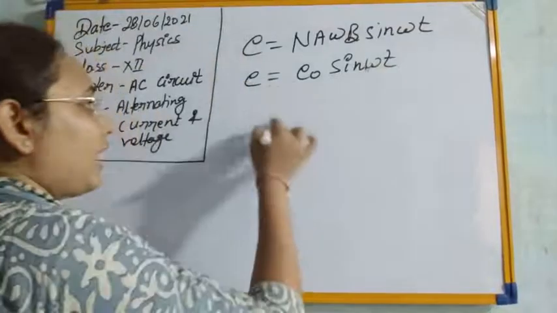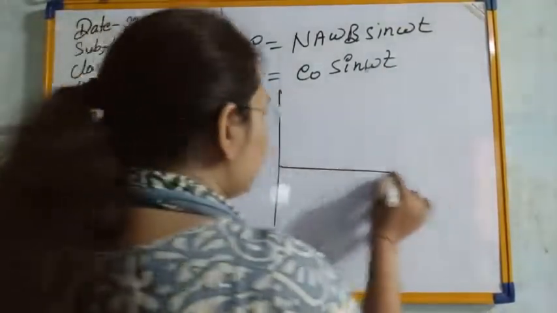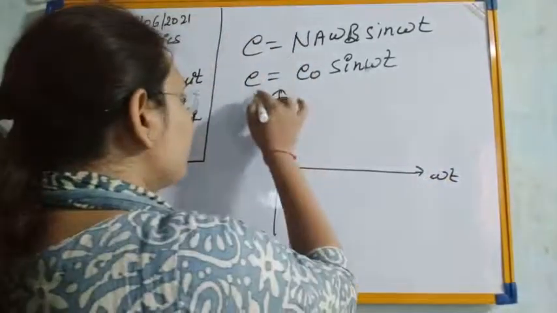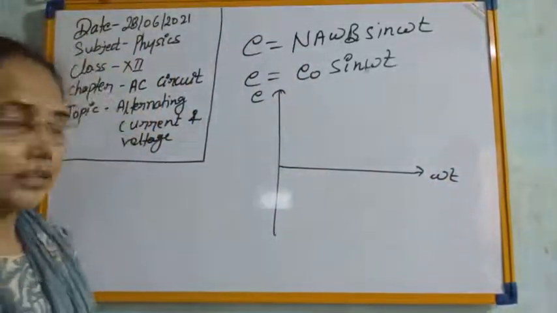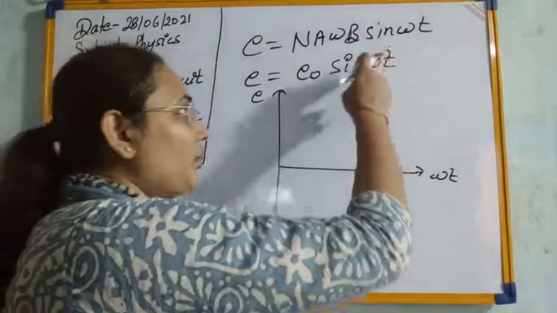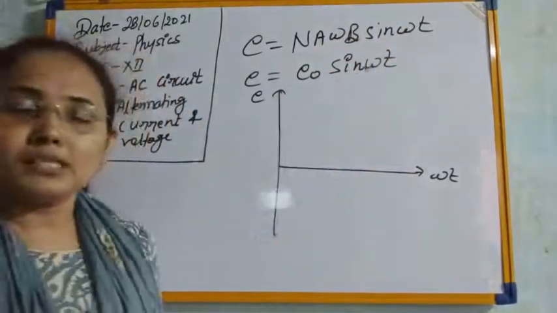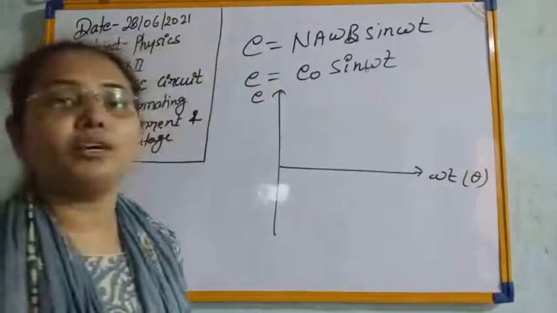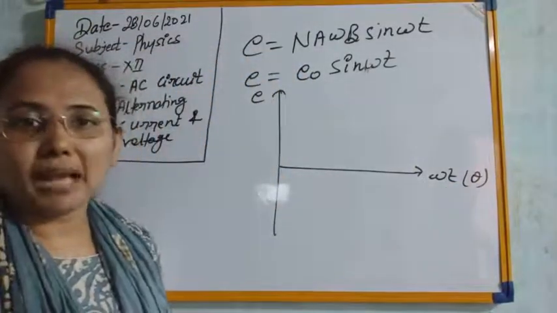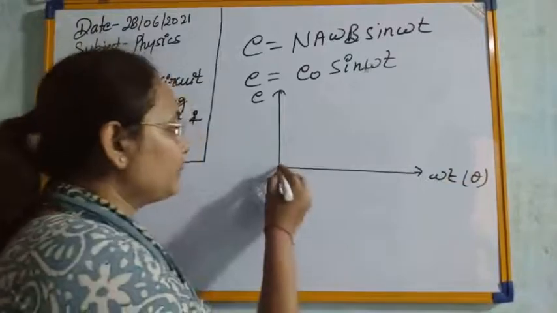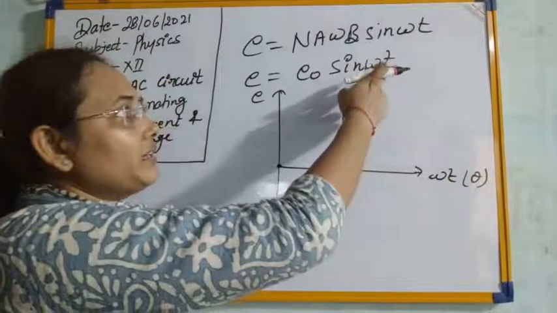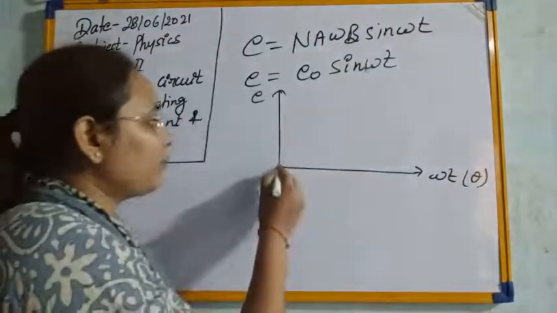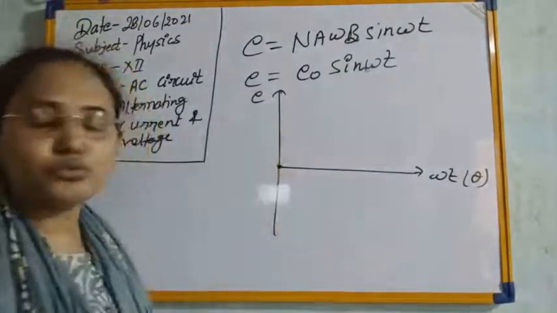Now if we start to plot the graph for this, we take omega t on this axis and E on this axis. Whenever we put omega t equal to 0, where omega t is equal to theta, the rotation of the coil with respect to the magnetic field, then sine theta is sine 0, which is 0, and it provides the value of EMF equal to 0.